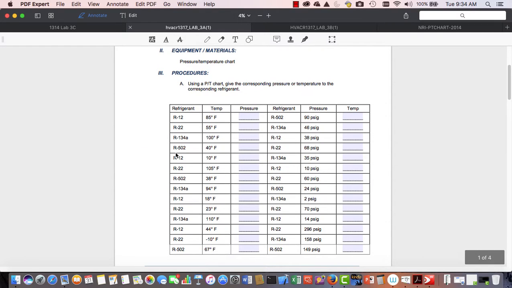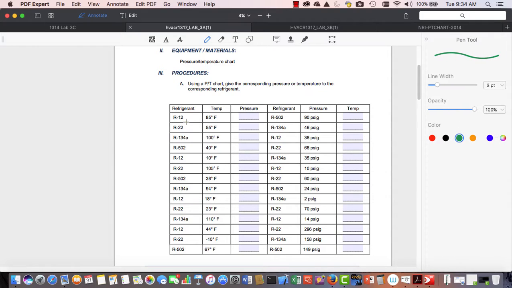Okay, so I'm not going to do all of these for you, but what I do want to do is take a quick look at a pressure chart, and we're going to take a look at that R22 at 55 degrees. So what I'm going to do is I want to take a look at this one right here. Okay, and we're going to go ahead and convert that temperature to pressure.